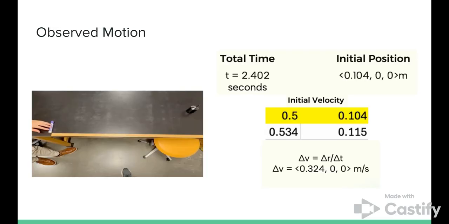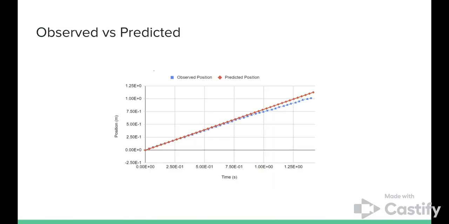So the specific amount of time being our 2.402 seconds and our initial position of 0.104, we use that data to calculate the change in velocity down there being the 0.324 meters per second in the positive x direction. With that, we were able to interpret it and relate it to our predicted versus observed.